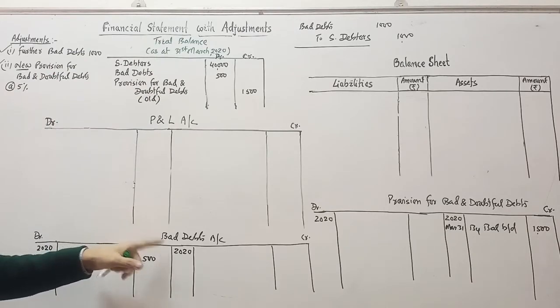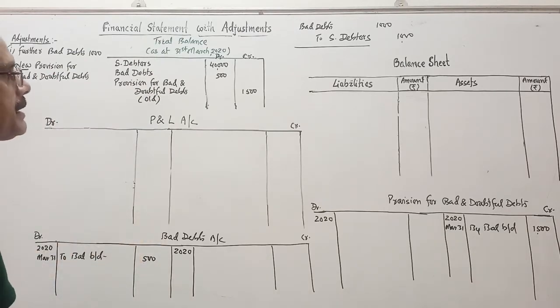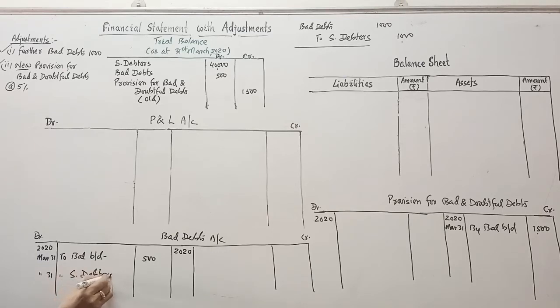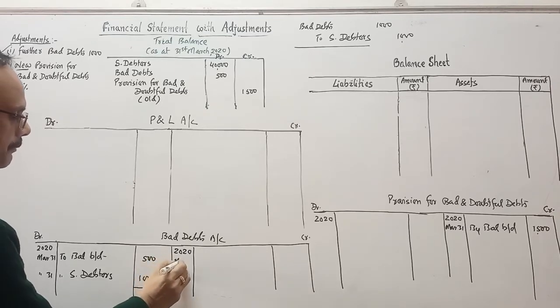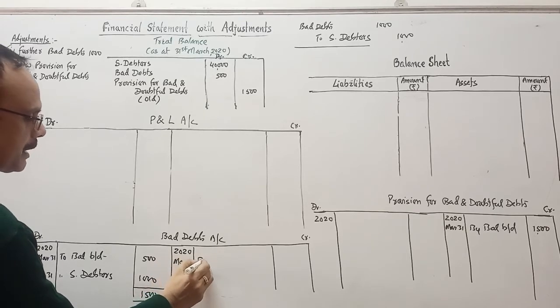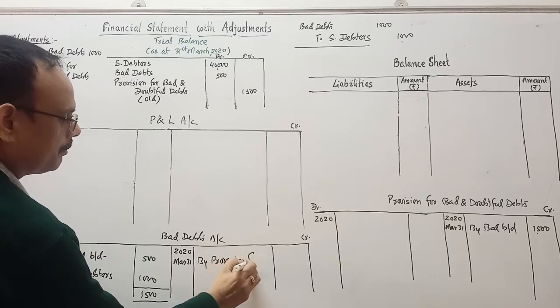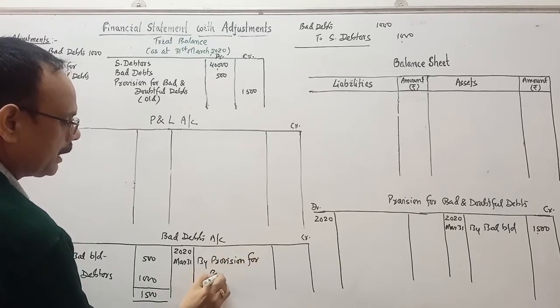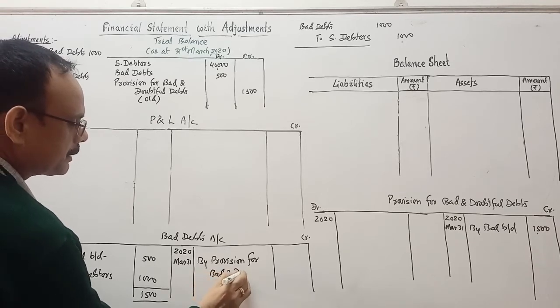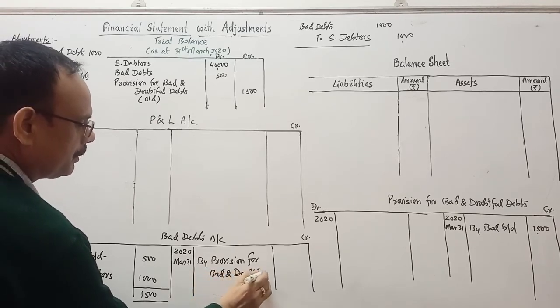So in the ledger of bad debts, this will be reflected on which side? In the ledger of bad debts, this will be reflected on this side, to sundry debtors. It is how much? 1000. Okay. And the total of the bad debts will be transferred on March 31st to provision for bad and doubtful debts.